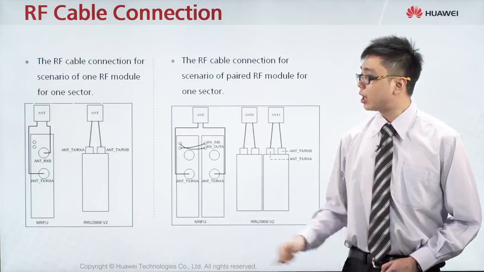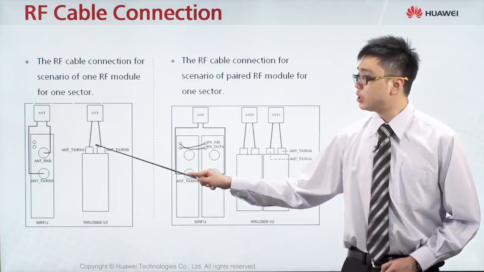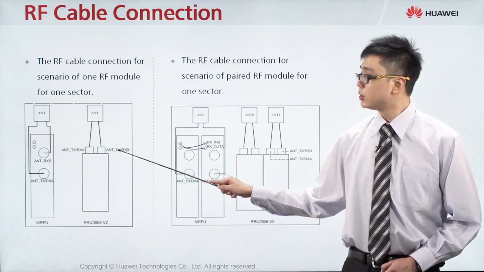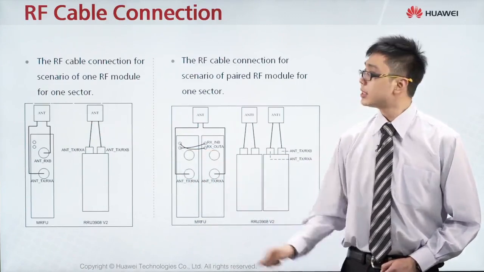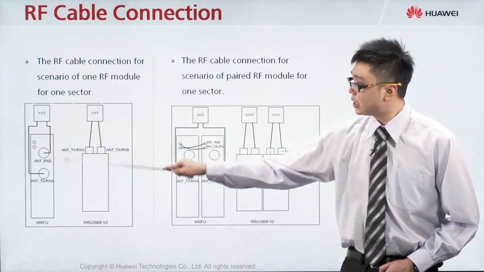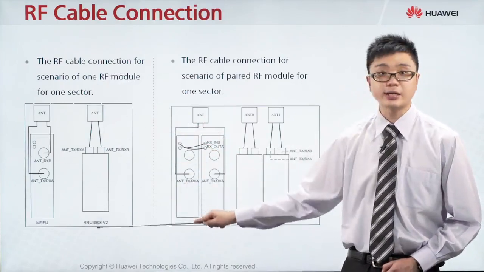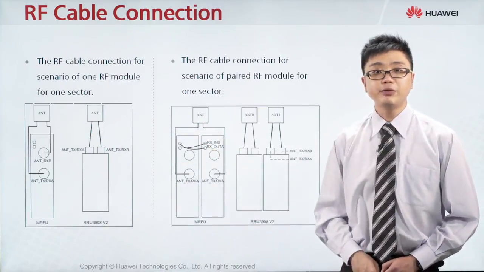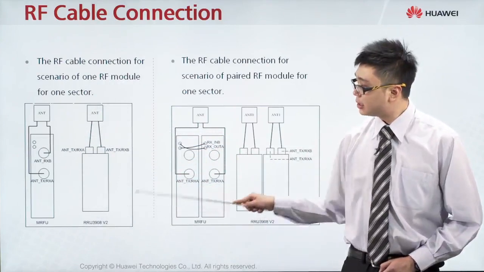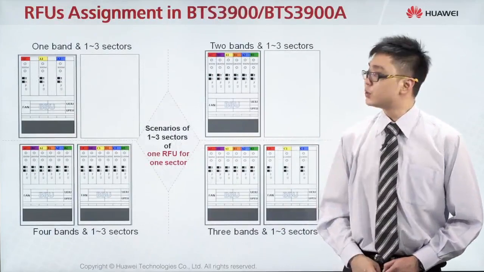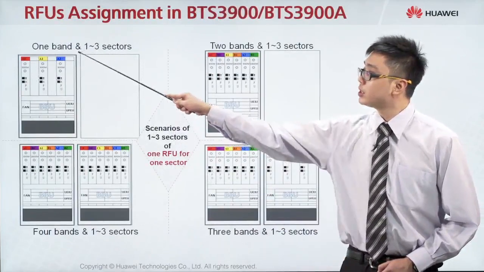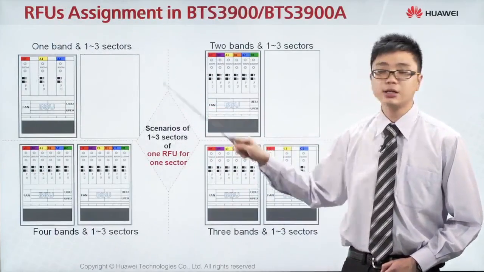And if you are using the RRU, the port is actually located at the downward position. So these two ports are actually connected to the antenna. And notice that the RF cable connection is illustrated here for one sector. Let's say, for example, if you have multiple sectors, these configurations will repeat multiple times. So here is to show you if you are using one band and three different sectors.